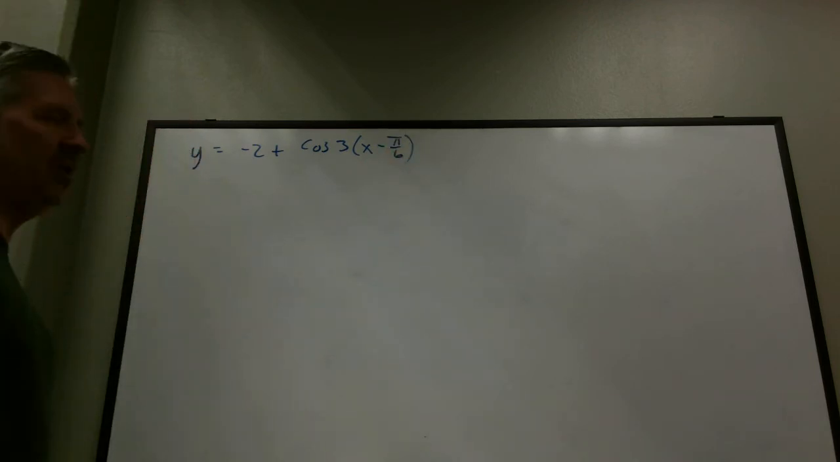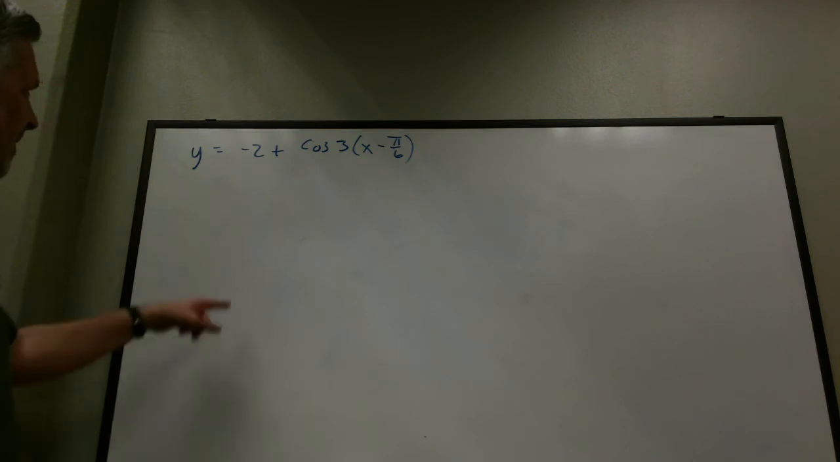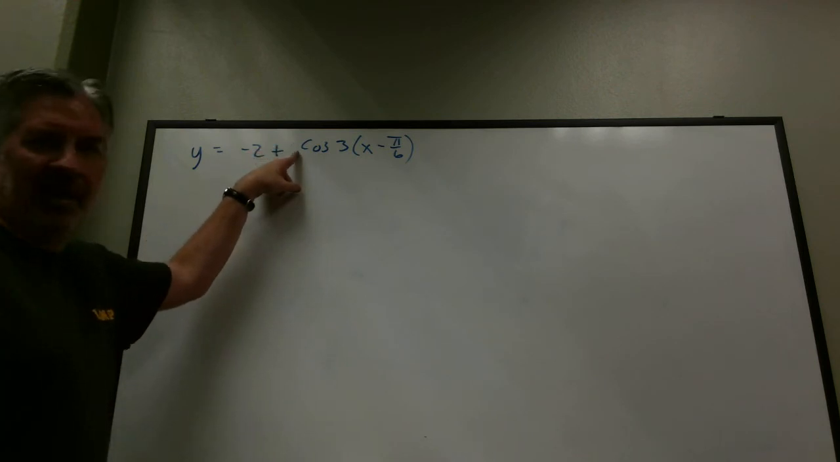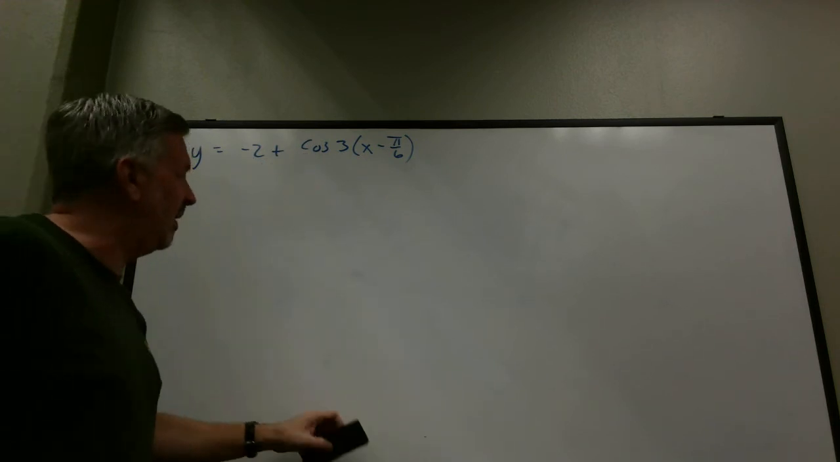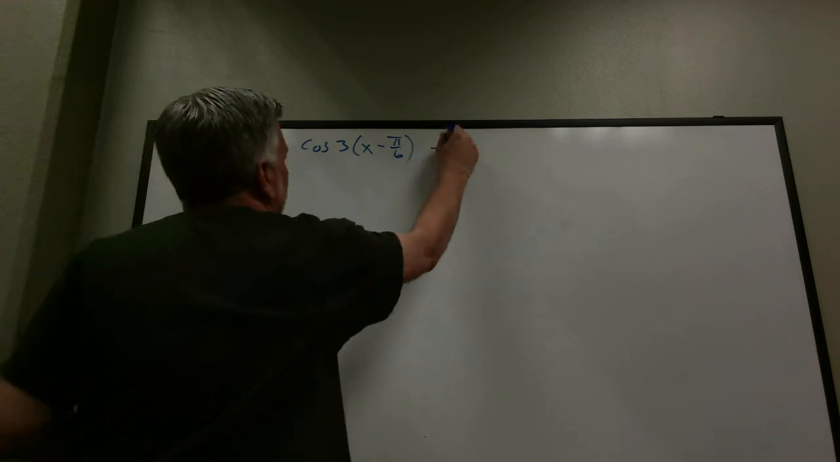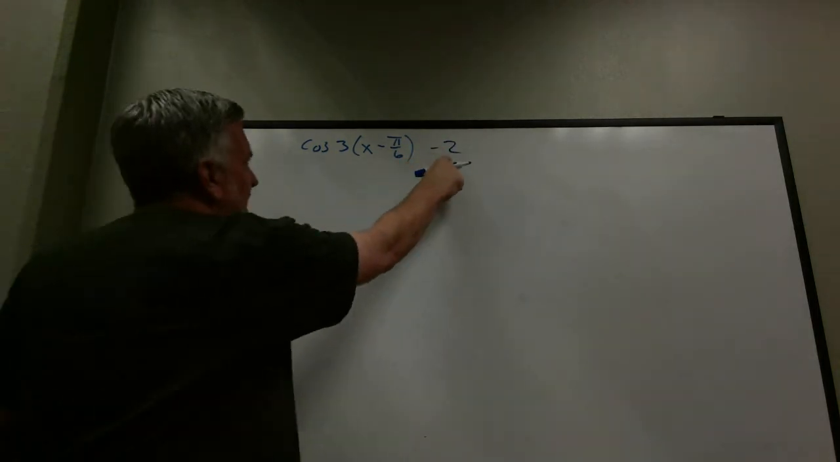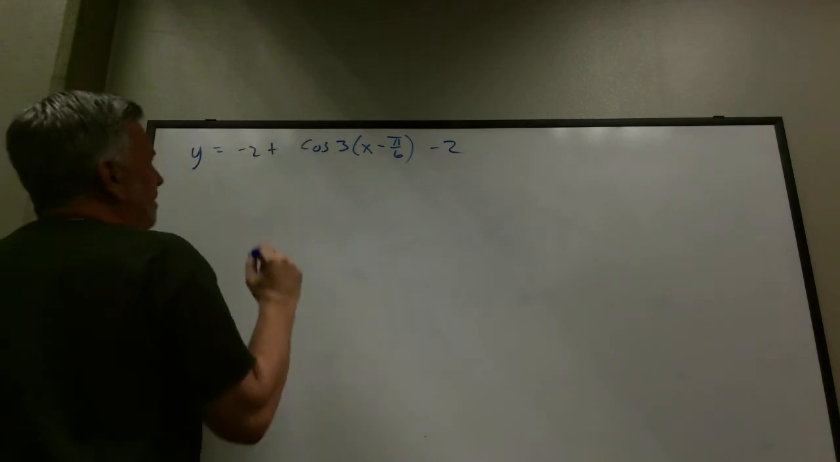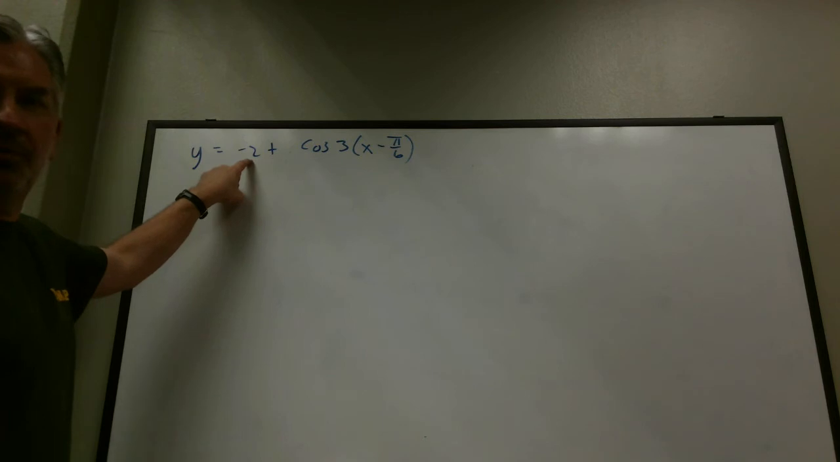All right, now what's different about this problem compared to all the other ones we've done so far? Be careful. The negative 2 is not being multiplied by the cosine. The negative 2 is being added to the cosine. Also, be aware, this is the same thing as putting minus 2 out on the end there. So subtracting 2 here or adding negative 2 here is the same thing. Just be aware of that. Now what is this doing to the graph?